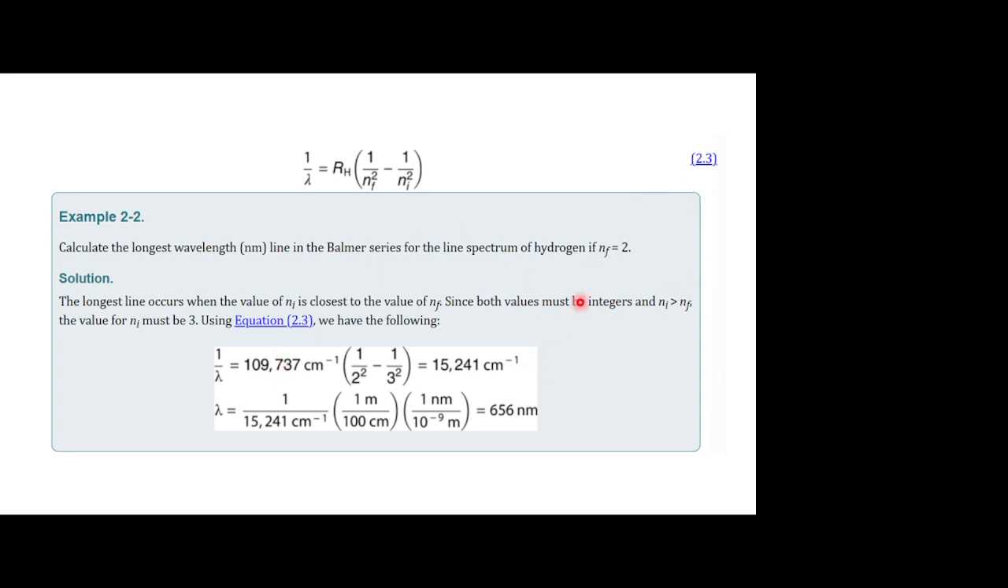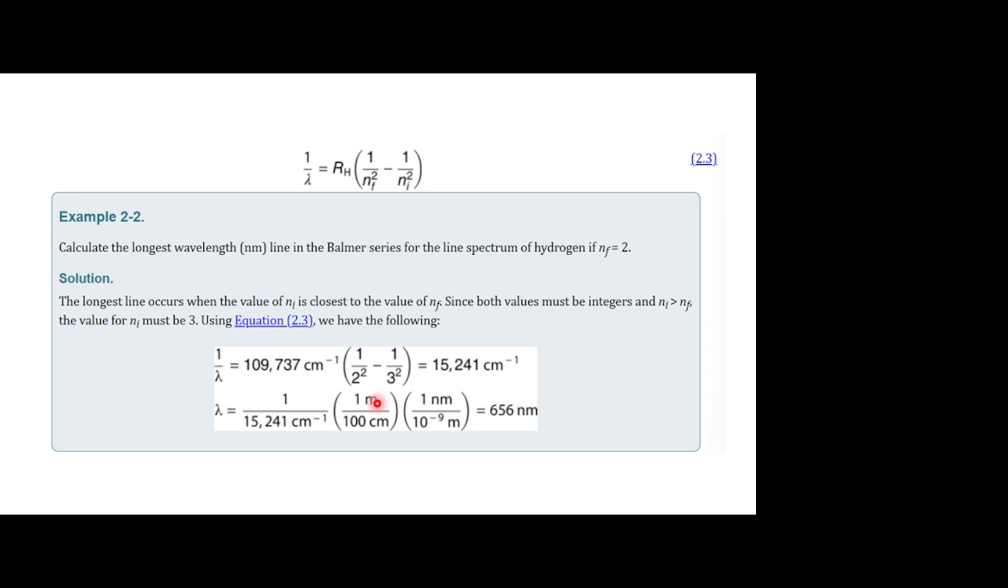This is 1 over wavelength right now, so we need to go ahead and invert this. We take 1 over this number, so we can flip it and get it up on the top, so we have wavelength. And then we're going to do the math to get the centimeters into nanometers. Everybody good with that?